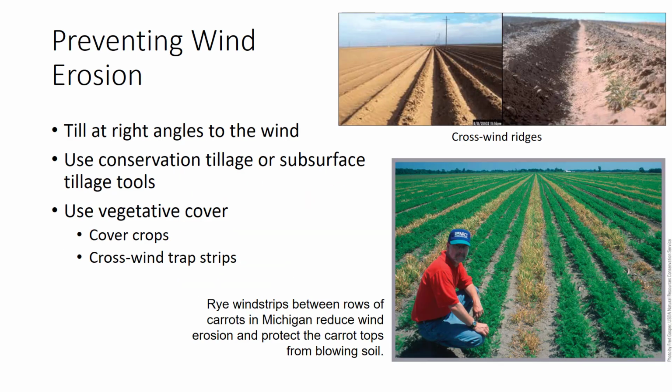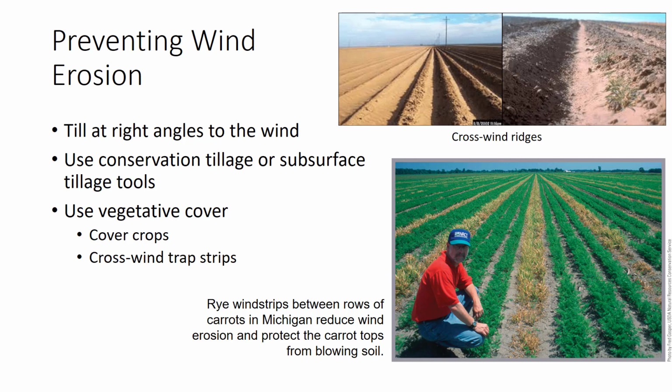Preventing wind erosion means reducing the factors listed previously. The following practices help control wind erosion. Till at right angles to the prevailing wind, leaving the soil surface rough and cloddy. Lister furrows are very useful because they act as small windbreaks, called crosswind ridges, to capture blowing soil, such as in the top photo. Use conservation tillage or subsurface tillage tools such as rod weeders and subsurface sweeps to leave crop residues on the soil surface.